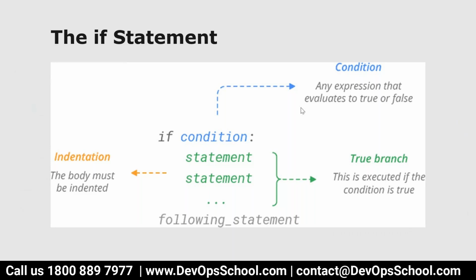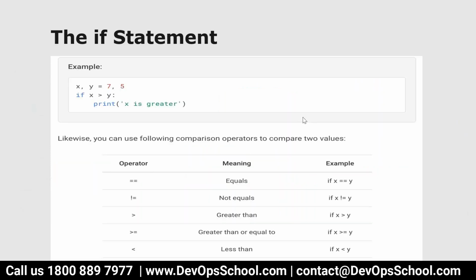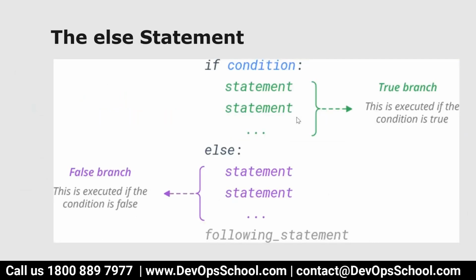So examples, you see here, x is equal to 7, y is equal to 5. If x is greater than 5, which is true, then x is greater. So these are the comparison operators you can use for the if statement. There is one more, if else. If the condition is true, do that; if not, then the else. So run these conditions at any cost. That is also something you can do.